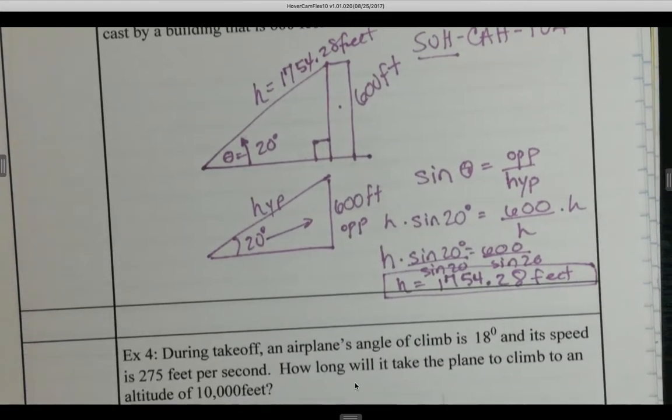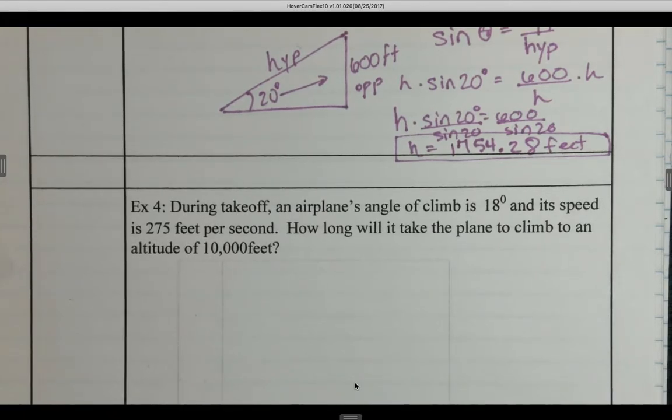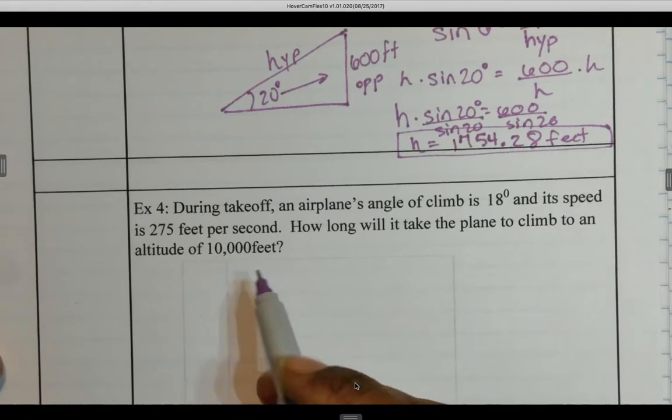All right, let's look at one other example. It says here, during takeoff, an airplane's angle of climb, so when you think of climb, that's angle of elevation, that's going up, is 18 degrees. Its speed is 275 feet per second. How long will it take the plane to climb to an altitude of 10,000 feet?